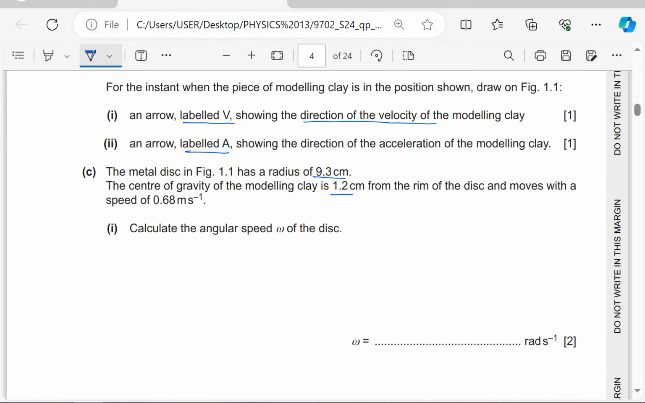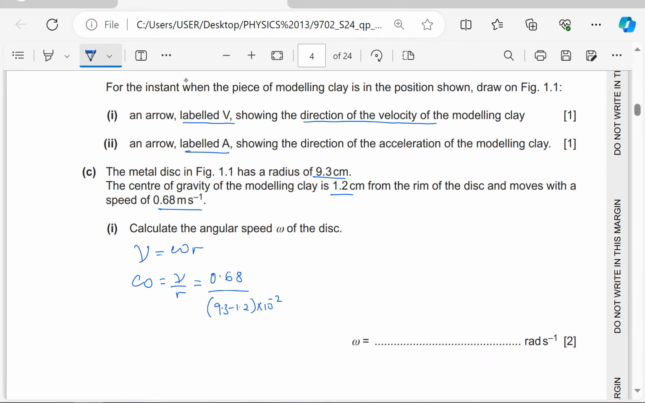Then calculate the angular velocity. So we already know that the linear speed v is equal to the angular speed times the radius of the circular orbit. So the angular speed is going to be the speed v divided by r, which is going to be, they gave us the speed as 0.68 divided by the radius, which is 9.3 minus 1.2 times 10 to the power of minus 2.